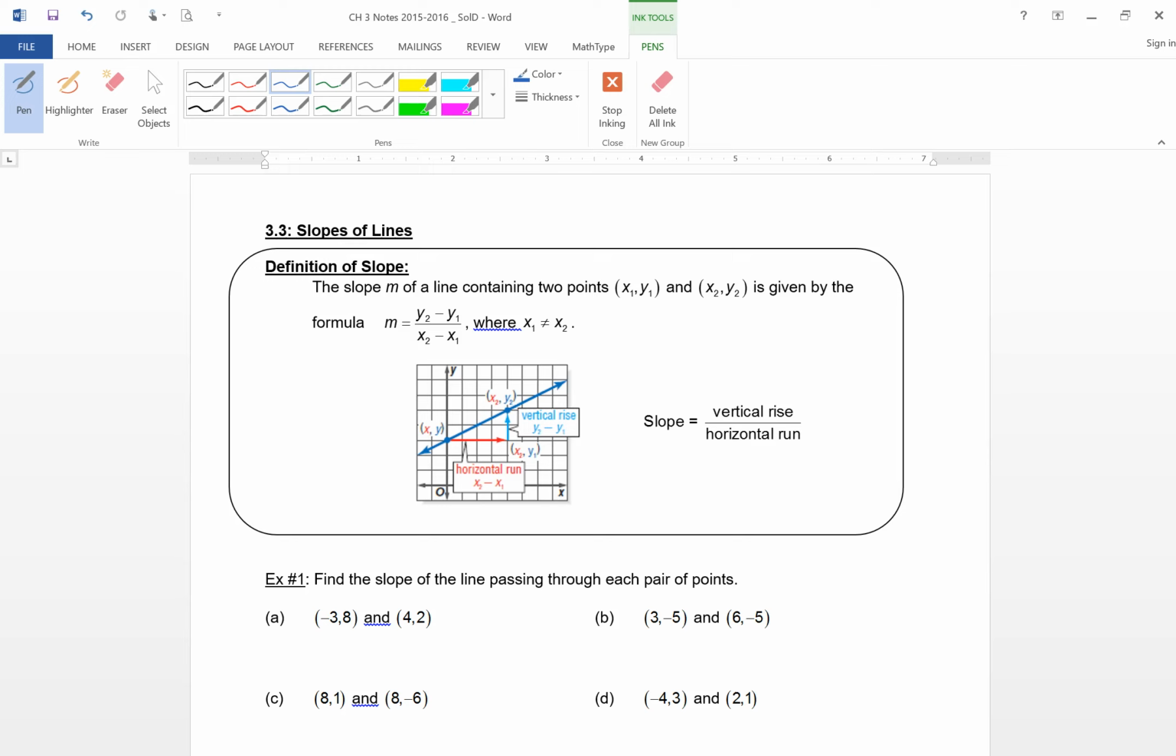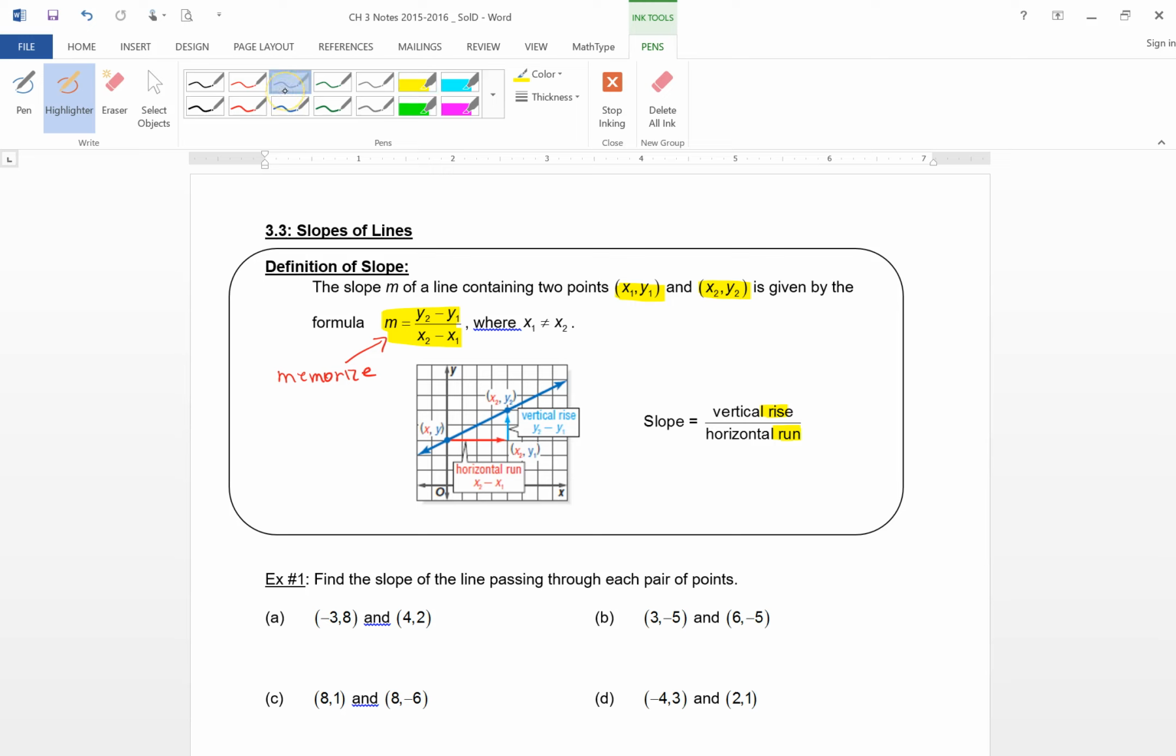On a graph, we can find slope by looking at 2 points, and we have a formula which is y2 minus y1 over x2 minus x1. If you haven't memorized this yet, today's the day. Starting tomorrow, we all need to know the formula for slope. We also say that it's the rise over the run.